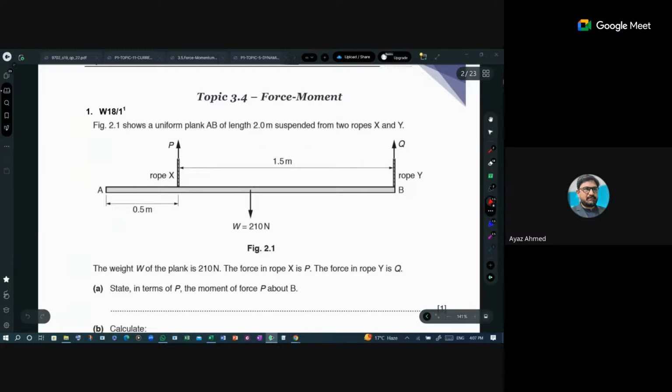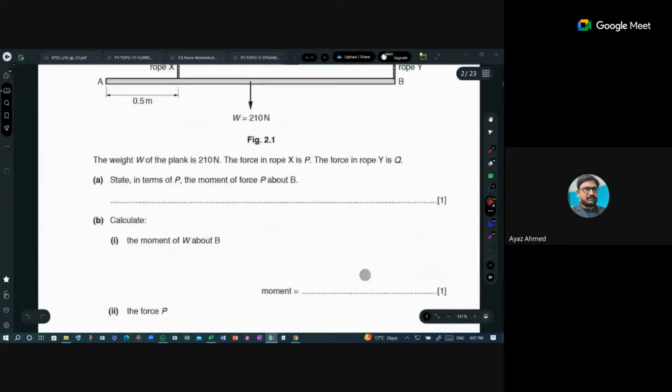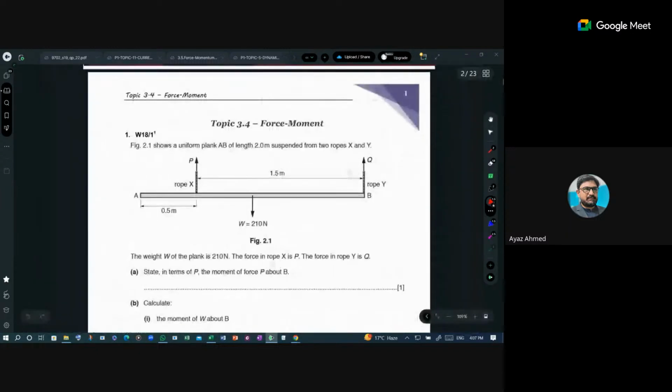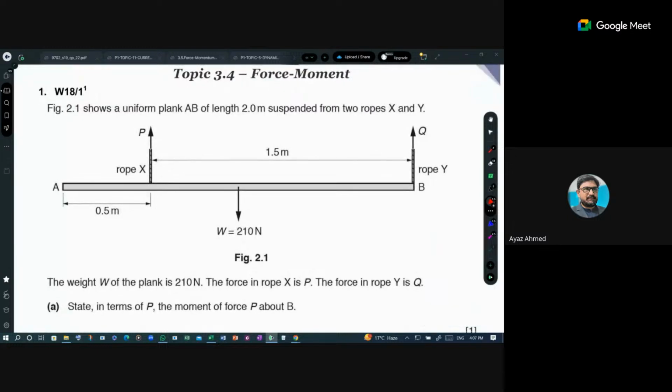Okay, this is a theory question, and this all is based on moments. I would love to solve this question for you, because the same type of question I discussed during the notes, what I was explaining to you. In this question, it is said that figure 2.1 shows a uniform plank AB of length 2.0 meter. This is very important information. I have to underline this. 2.0 meter, suspended from two ropes X and Y.